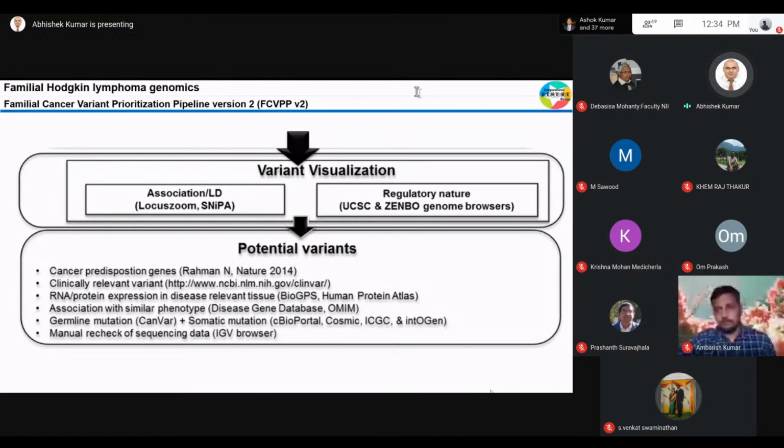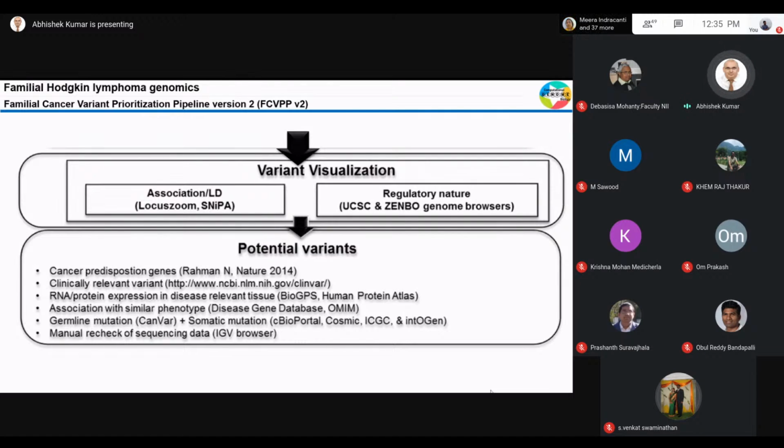The association plot uses a special kind of browser which only looks at the variants. It is a genomic map, but focusing on association and linkage disequilibrium. And then once you have that, you will try to mine other resources: are these variants mapped to cancer predisposing genes? Does ClinVar have them? Due to this mutation, is there an RNA or protein expression change already known in the public data sets? And also, is there a phenotypic or chromatin change? Are these germline mutations or somatic mutations? And also, you have to recheck before we give the final result to a doctor.